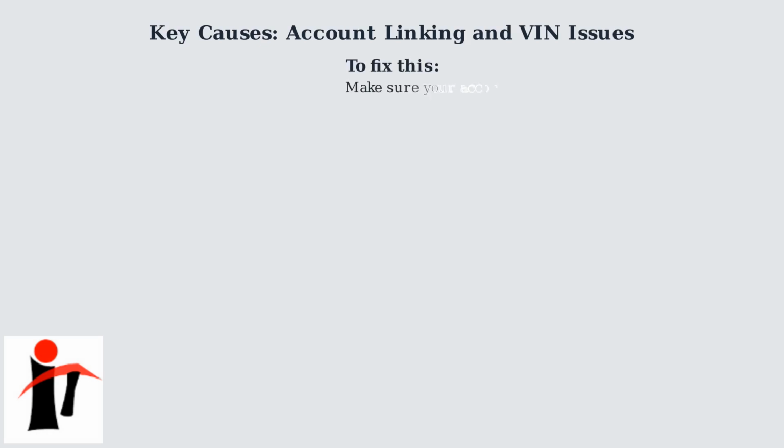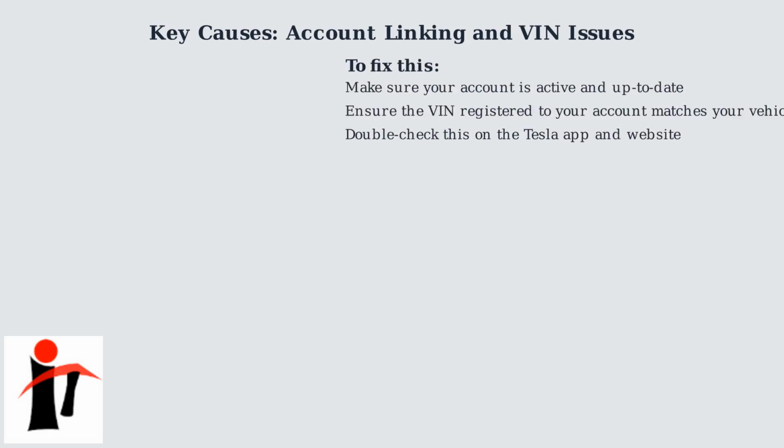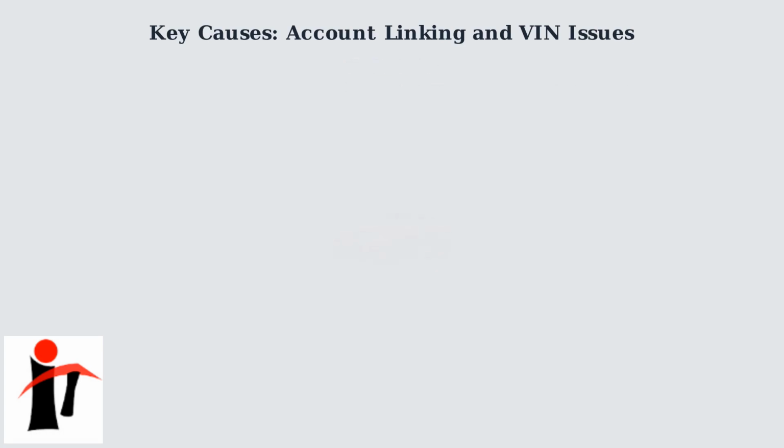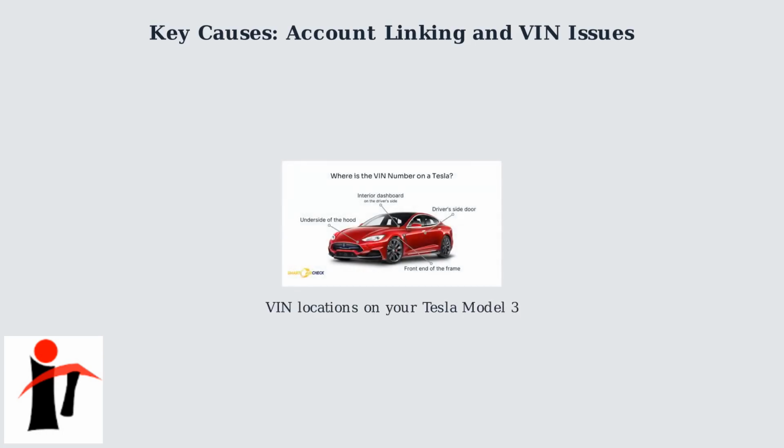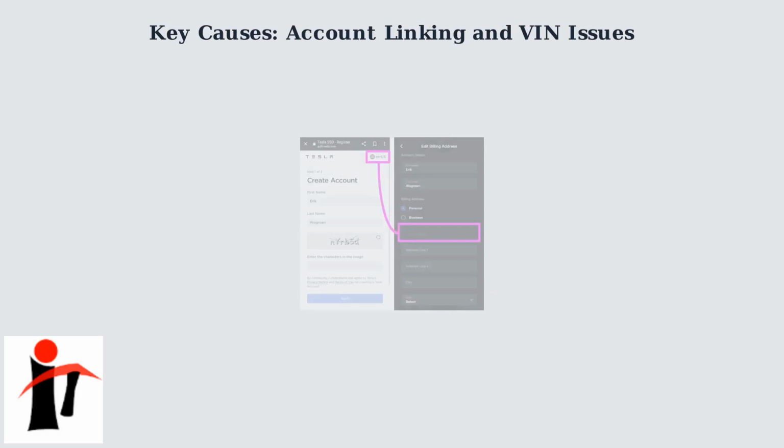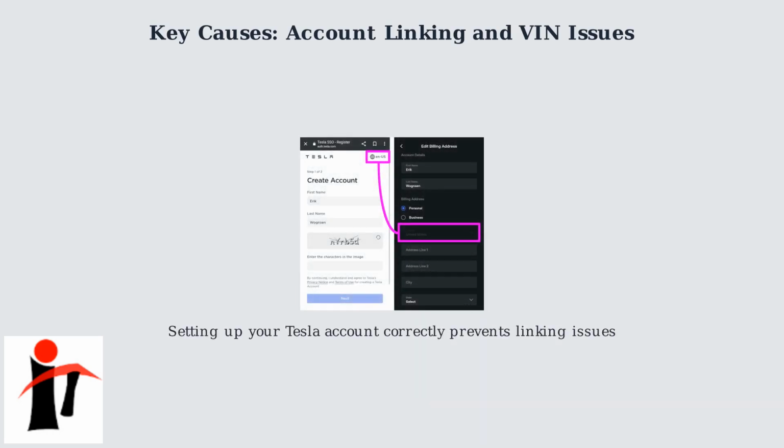To fix this, make sure your account is active and up to date. Ensure the VIN registered to your account matches your vehicle's VIN. Double-check this on the Tesla app and website. The VIN can be found in several locations on your vehicle, such as the underside of the hood or the driver's side dashboard. Proper account setup, including correct billing information and language settings, helps prevent VIN mismatches. When the link is correct, the status changes from not enabled to enabled.